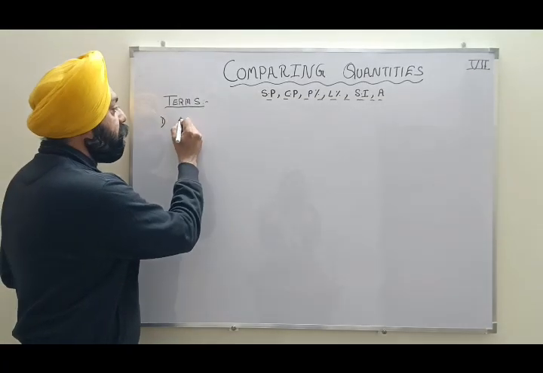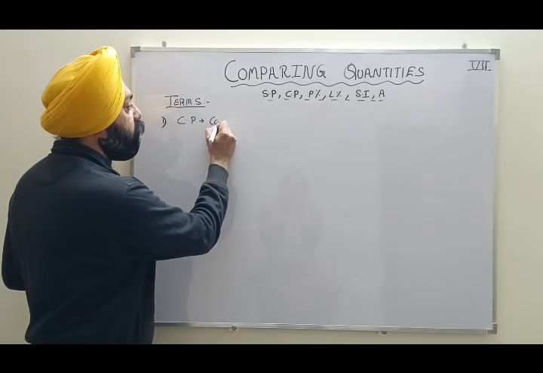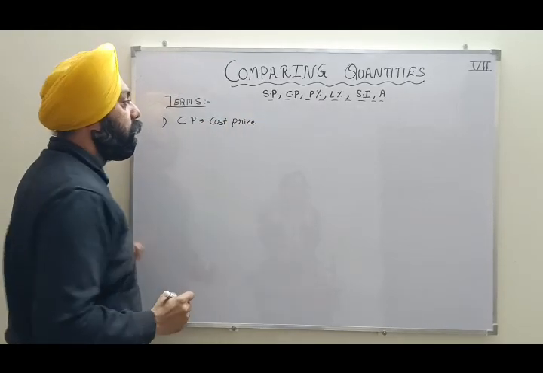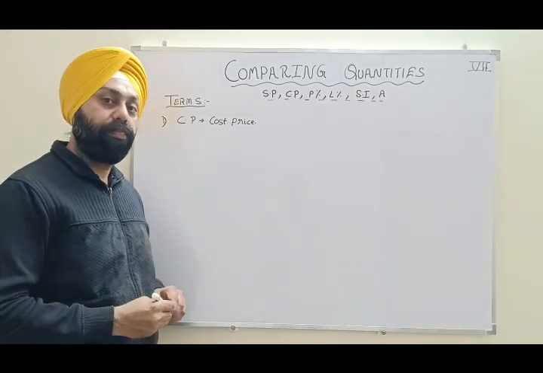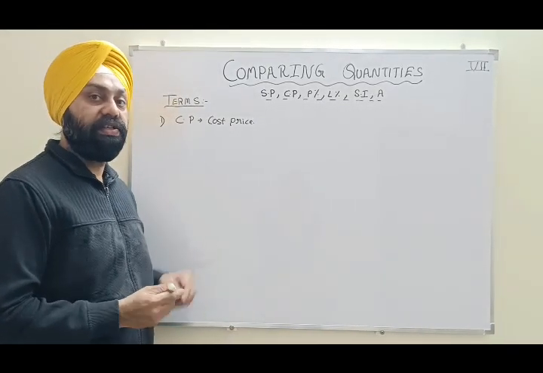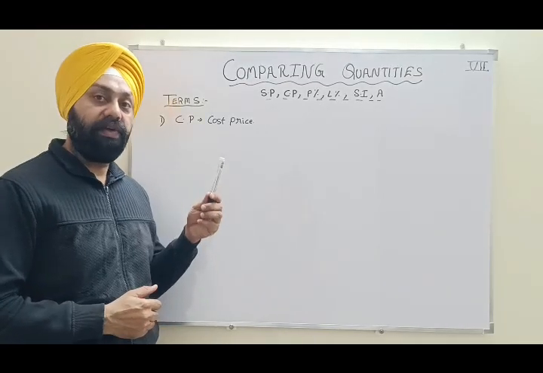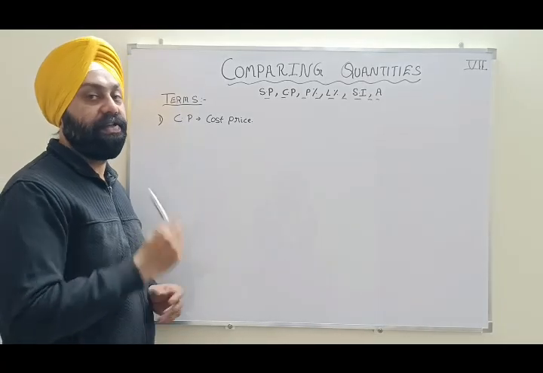So first term is CP or cost price. Cost price refers to that price at which an item is purchased. Suppose I have bought this pen for 50 rupees. So the cost of this pen will be rupees 50. So I can say that the cost price CP of this pen is 50 rupees.